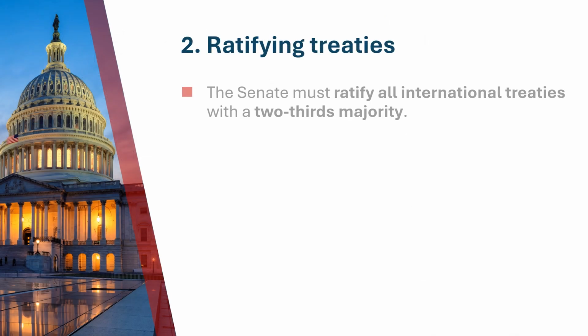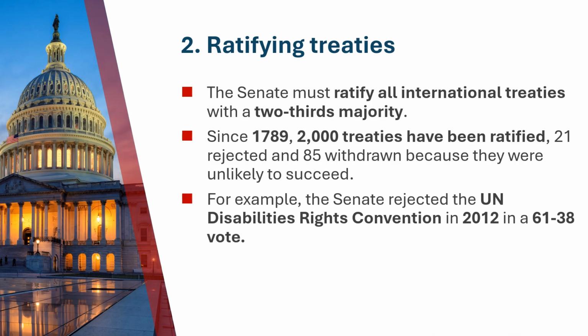The second exclusive power of the Senate is the ratification of treaties. The Senate must ratify all international treaties with a 2/3 majority. Since 1789, 2,000 treaties have been ratified, 21 rejected, and 85 withdrawn because they were unlikely to succeed. The most recent treaty rejected by the Senate was the UN Disabilities Rights Convention in 2012 in a 61-38 vote.